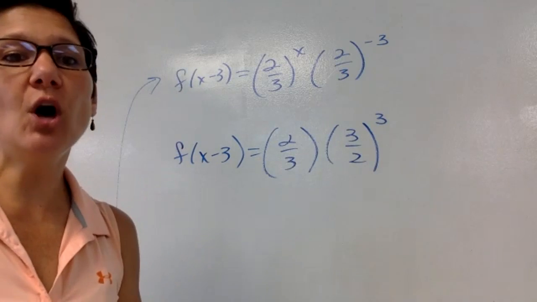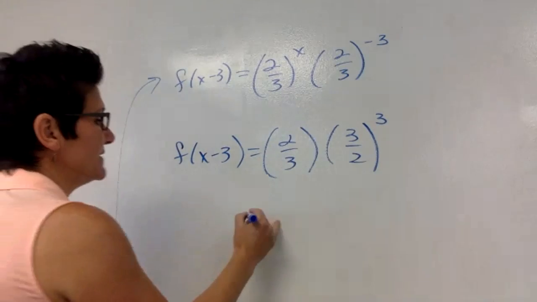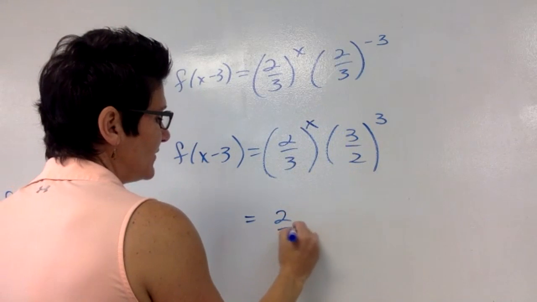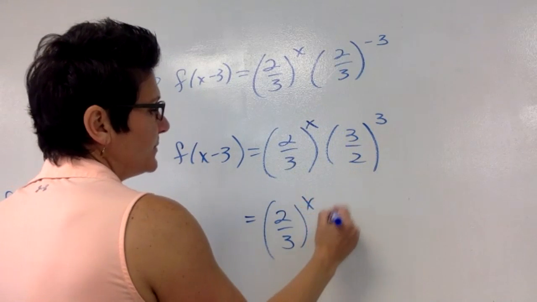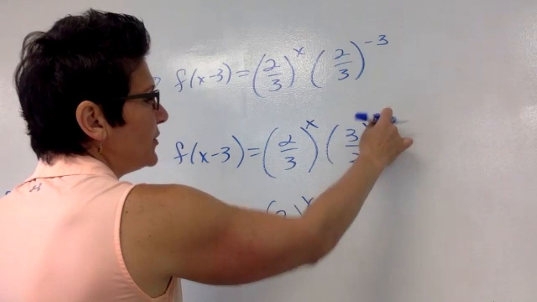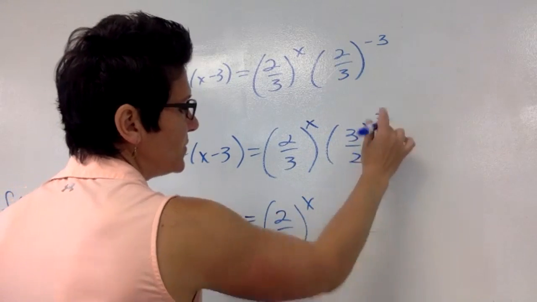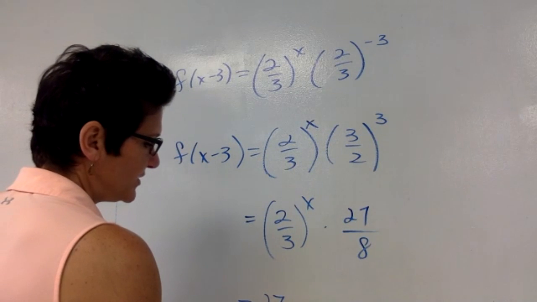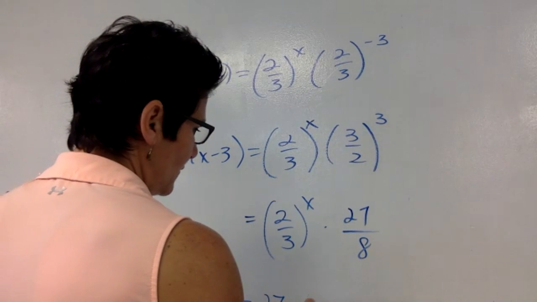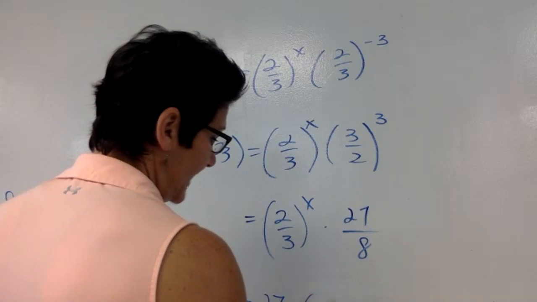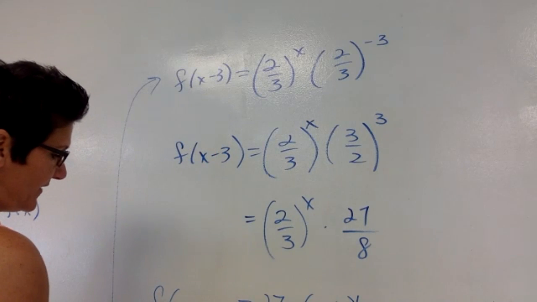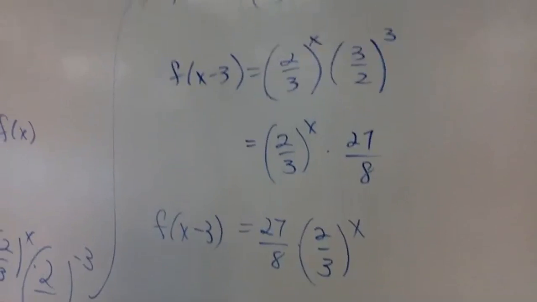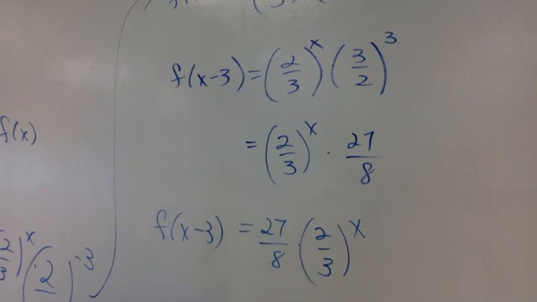Again, using your laws of exponents. That's the whole point of this. So that should be an x there. By the time this is all said and done, we have 2/3 to the x power times 3 to the 3rd, which is 27. So this winds up being 27 over 8. The original question was, does it equal 1 over 64? No, it does not. It actually equals this. So this is what f of x minus 3 is going to equal if you use your laws of exponents. Okay?